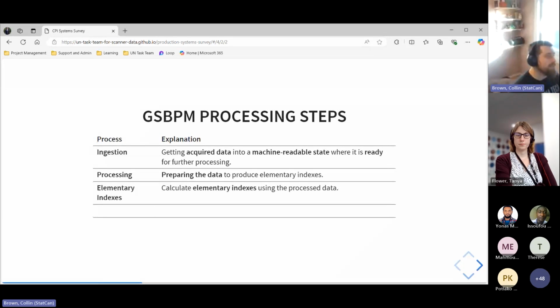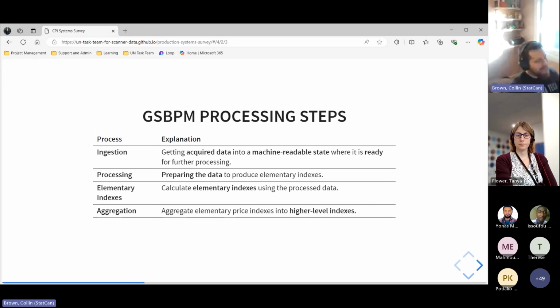And the idea here is once you've ingested and processed your data, it's in a state that's ready to do that elementary index calculation. And this would be at the lowest level of granularity for your price index calculation. This would be actually calculating that price movement for, say, that CPI category.